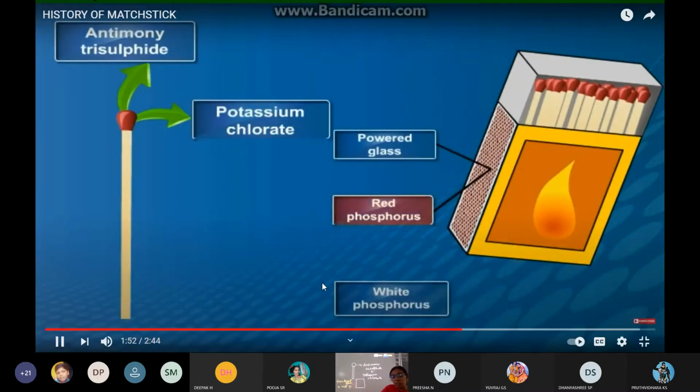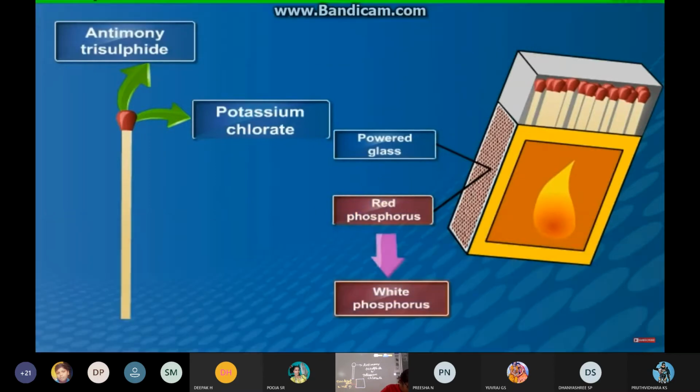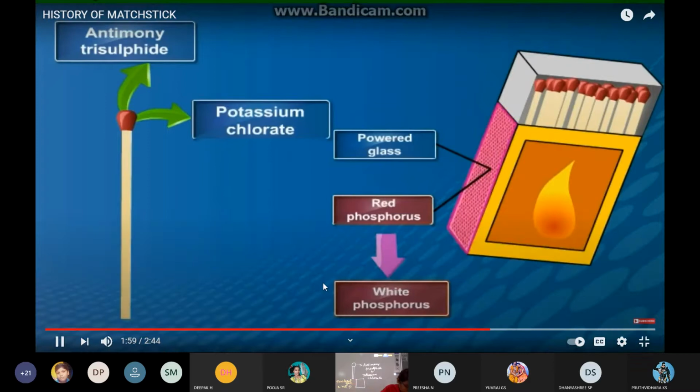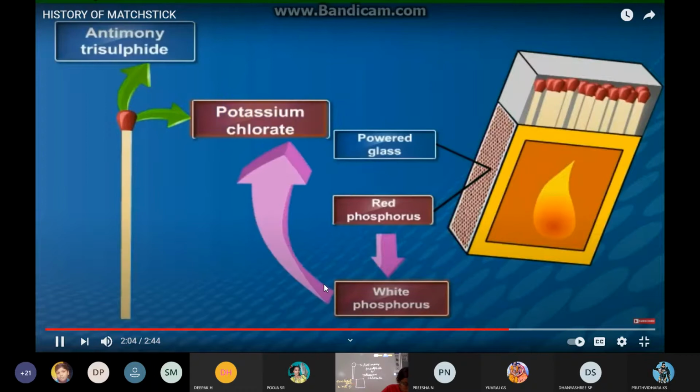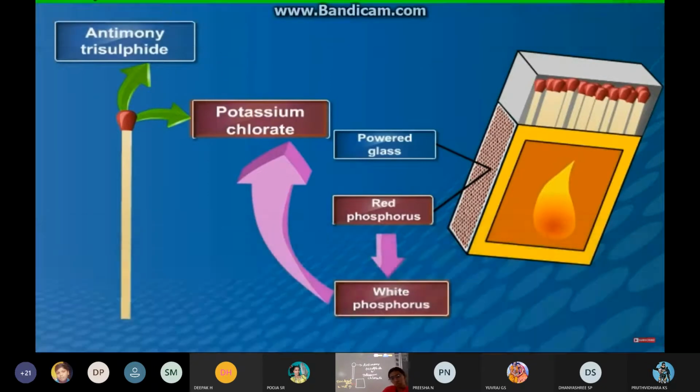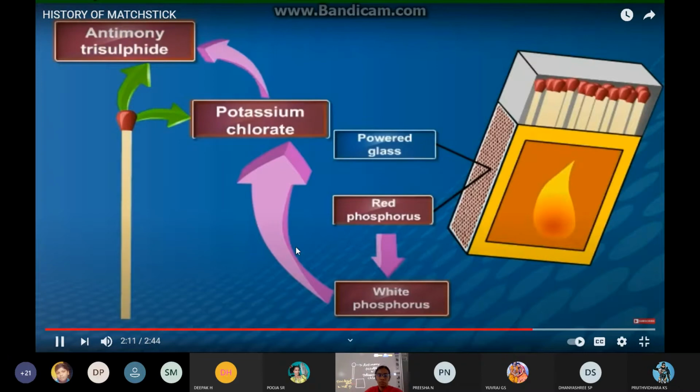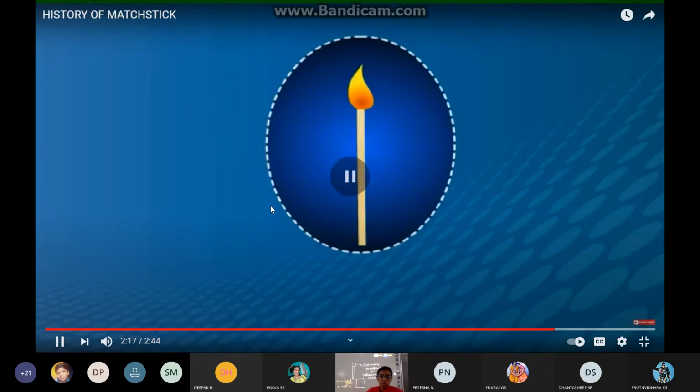Some red phosphorus gets converted into white phosphorus when the match is struck against the rubbing surface. The white phosphorus immediately reacts with potassium chlorate in the matchstick head to produce the heat required to ignite antimony trisulfide and start the combustion. Thus, we have learnt about the history. See, when you rub red phosphorus, it is converted to white phosphorus and it makes the antimony trisulfide and potassium chloride light up and produce heat of a matchstick.